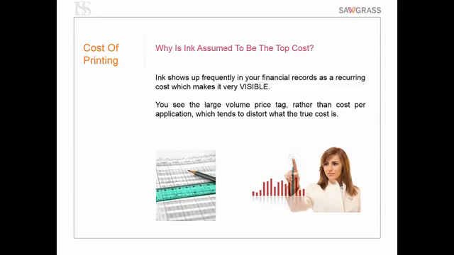Okay. Now, why is ink assumed to be the top cost? You get in discussions with people and they're all the time talking about ink cost, this, that, and the other. Well, ink shows up frequently, we hope, in your financial records, because if it shows up frequently, that means you are doing a lot of printing. But it comes up as recurring costs, so it's very visible. And if you're buying multiple cartridges of ink at the same time, several hundred dollars, it's going to catch your attention. And when you see something like that jumping out at you, you start thinking, that's where my greatest cost of printing really is.